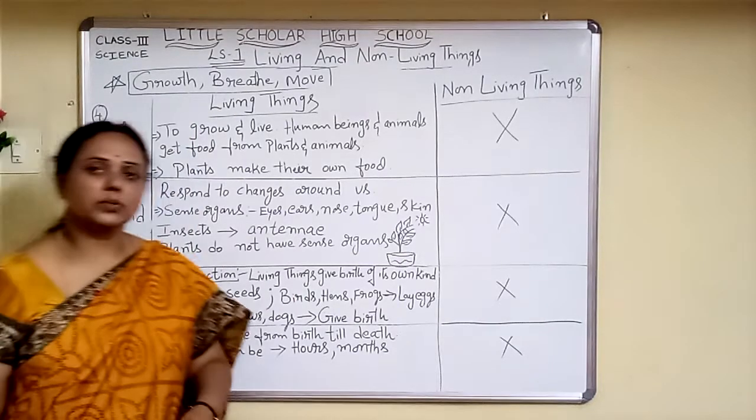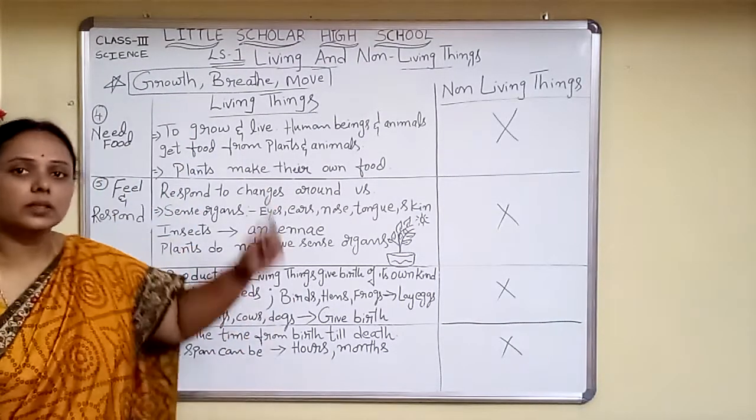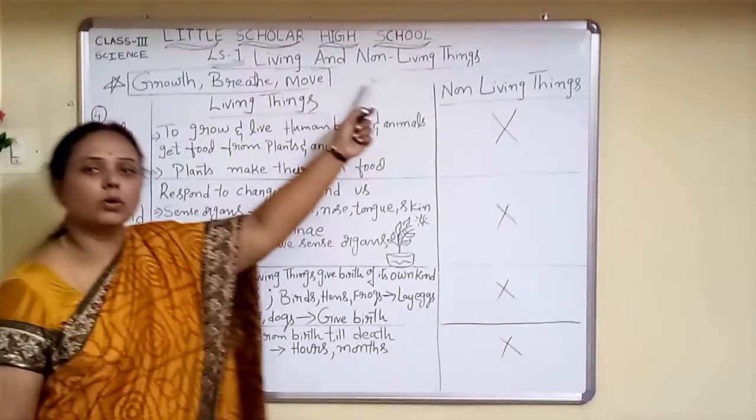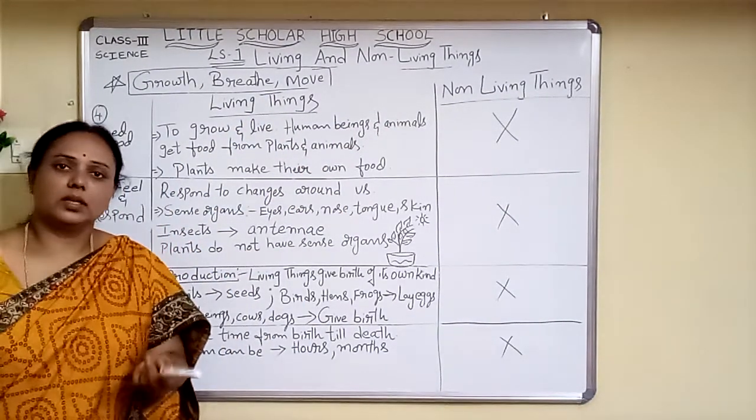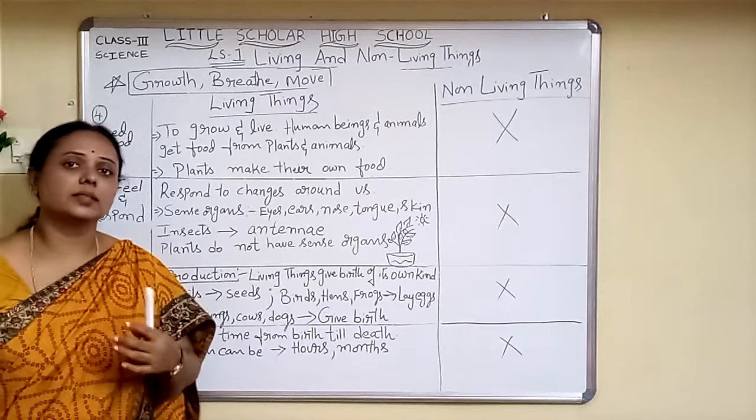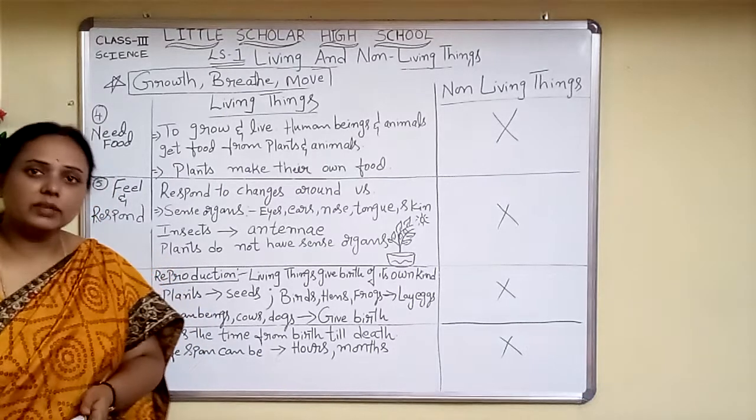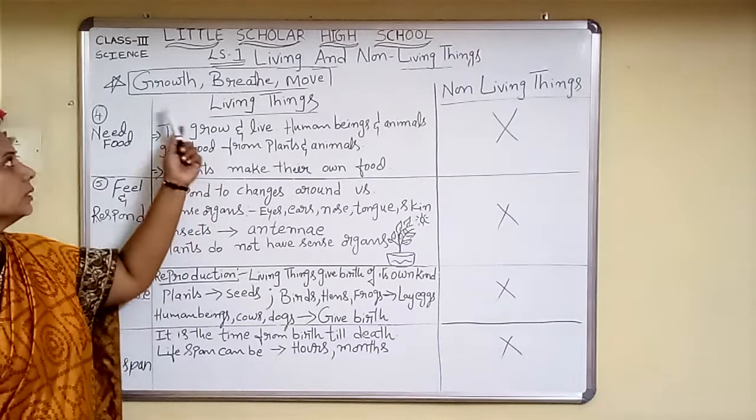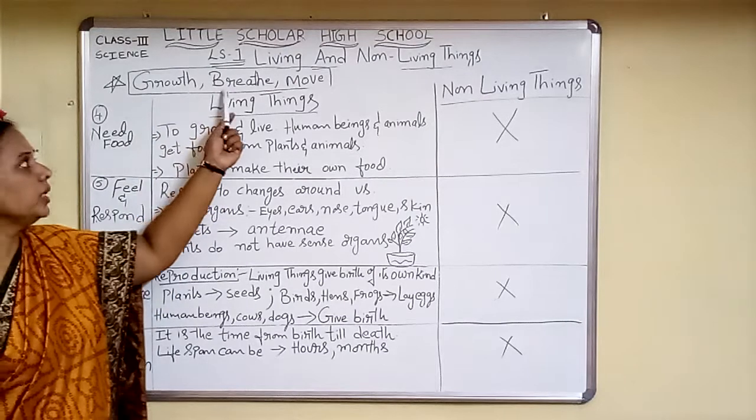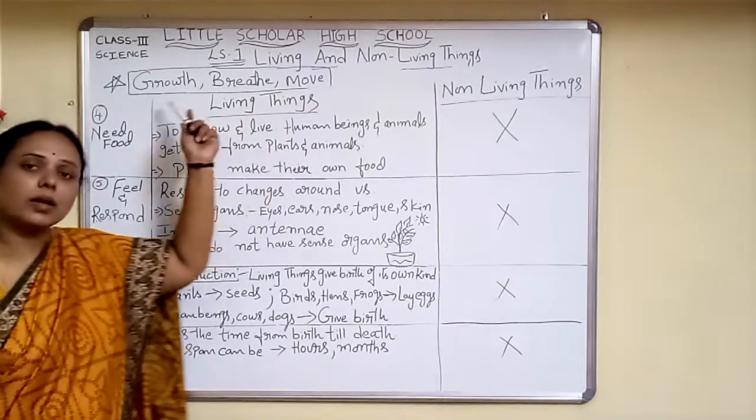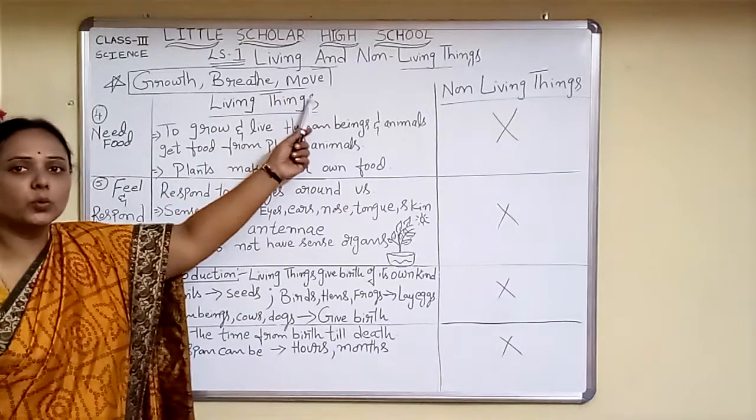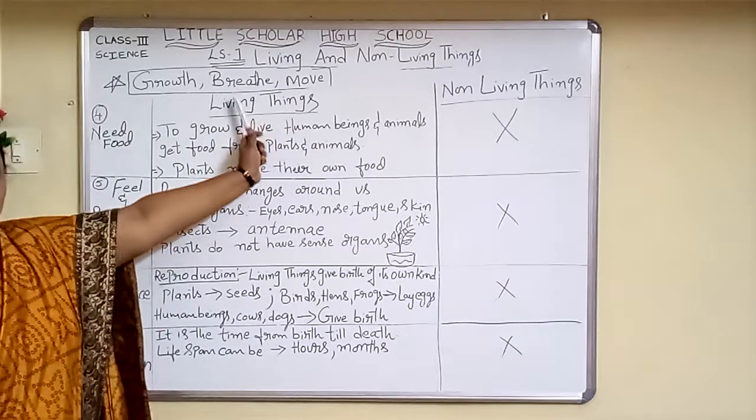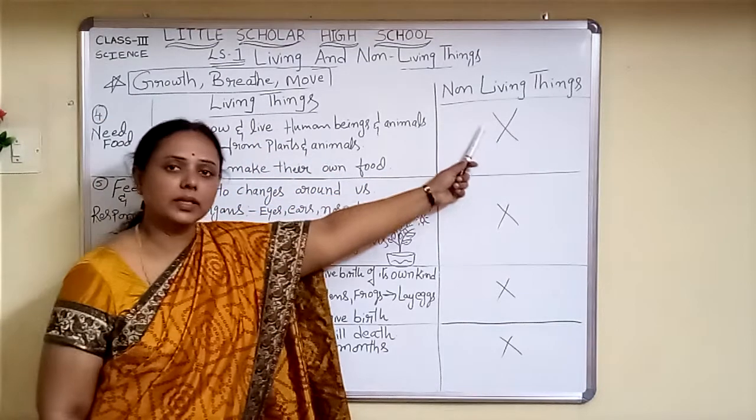In the previous class we have already started with our first lesson, that is living and non-living things, and we have discussed certain points: the thing which has life is considered a living thing, and we have seen that all living things grow, they breathe and they move. And all these points we do not find in non-living things.